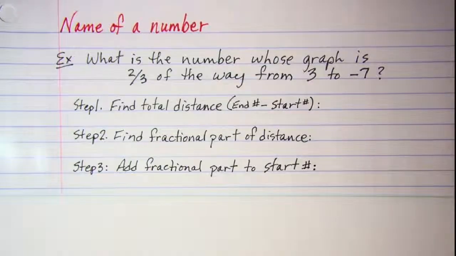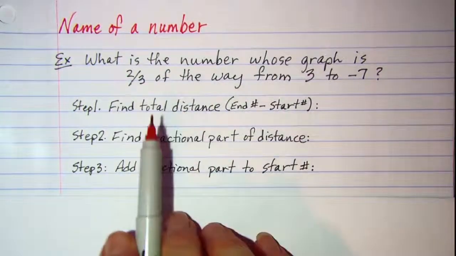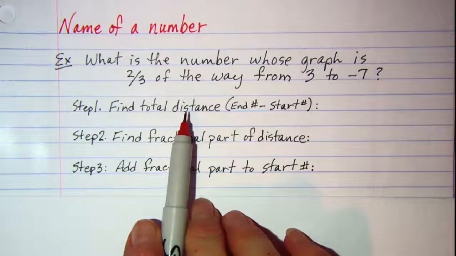In this video, we'll be talking about name of a number. Our first problem is, what is the number whose graph is 2/3 of the way from 3 to -7? Now there's 3 steps. Our first step is to find the total distance.